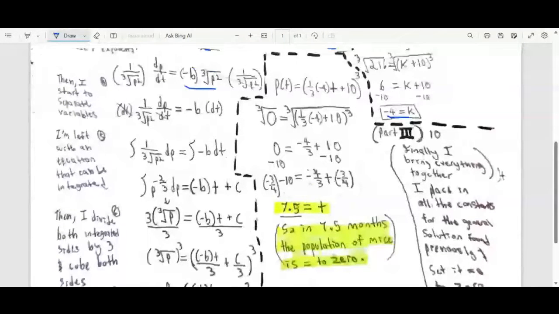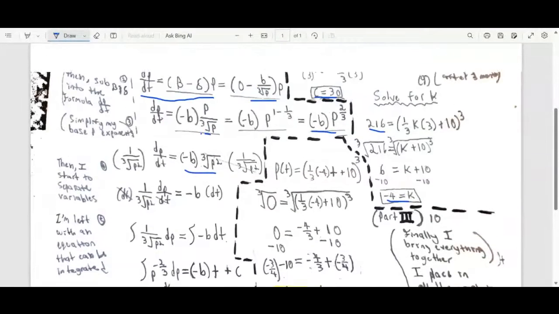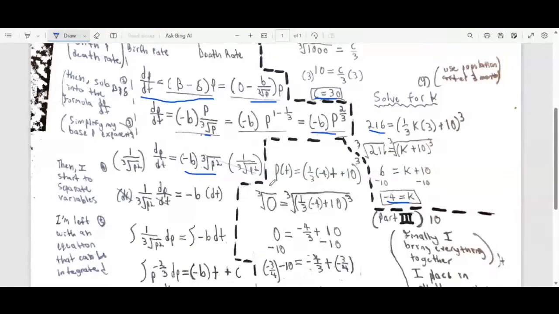We got our general solution and 2 of our constants, our K and our C, and in doing so, we get this equation right here. Shoot, I hate that. But that's the equation right there, okay?